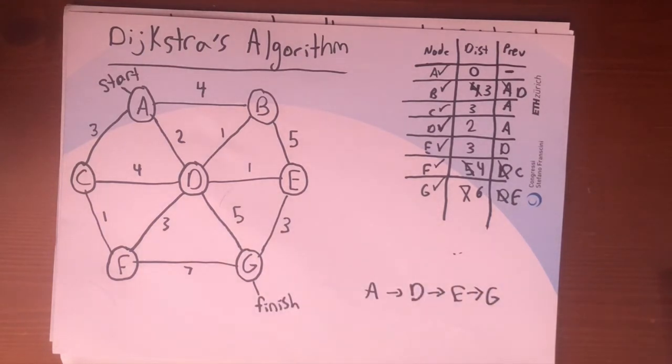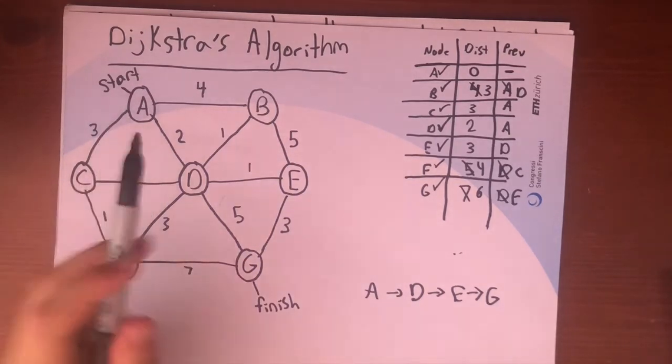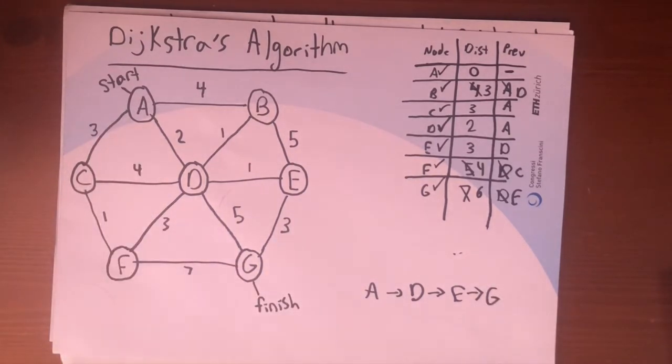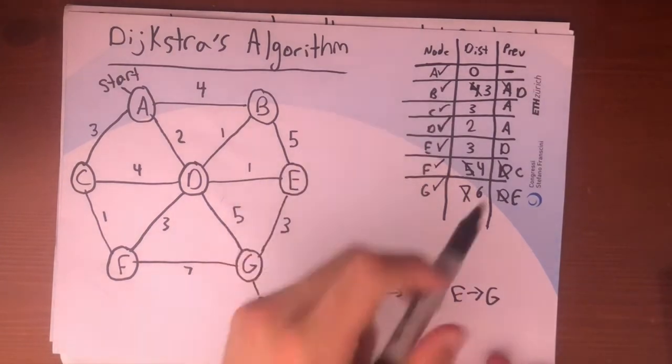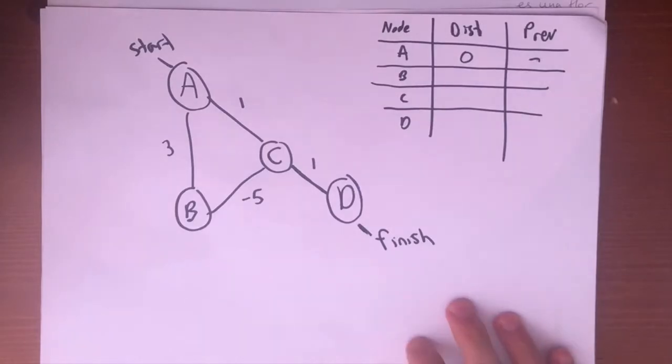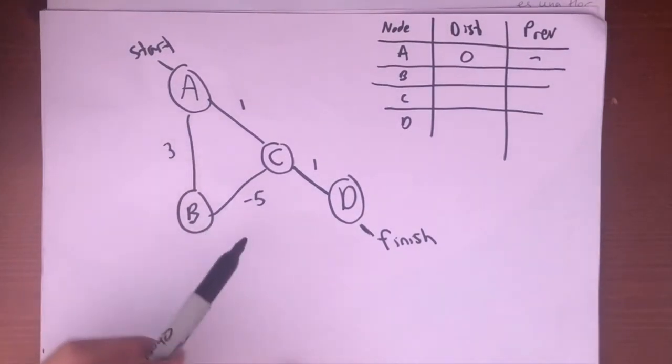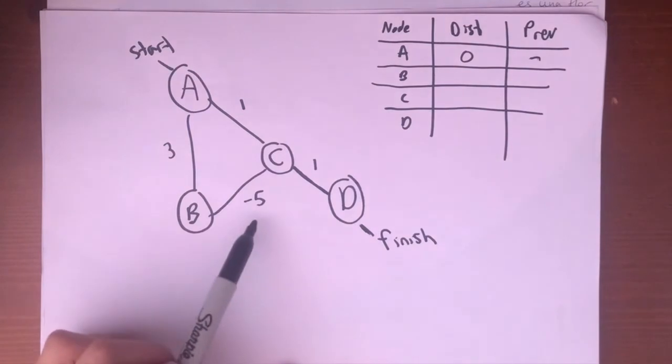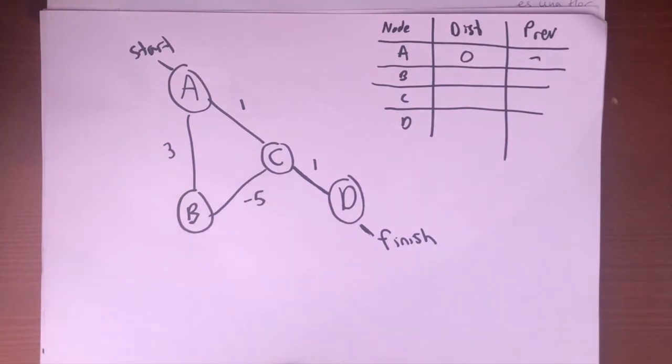Of note, we have also found the shortest path from A to every other node in this graph. We have found the shortest path from A to B, from A to C, and from A to every single other node. Another thing to note is that Dijkstra's algorithm only works on graphs that have non-negative weights. We're going to see how this -5 messes up Dijkstra's algorithm.